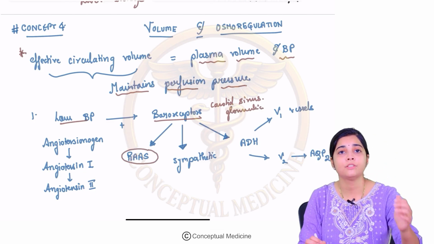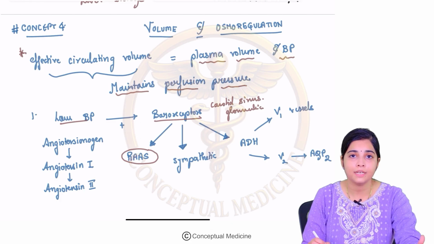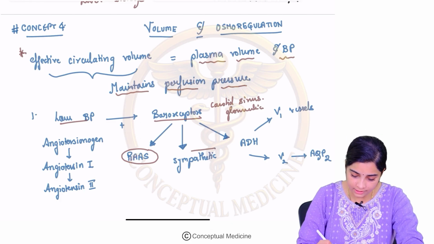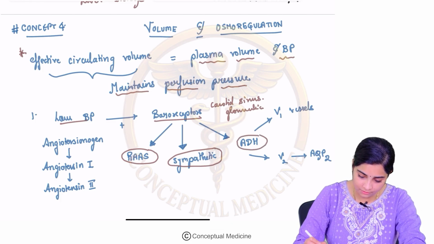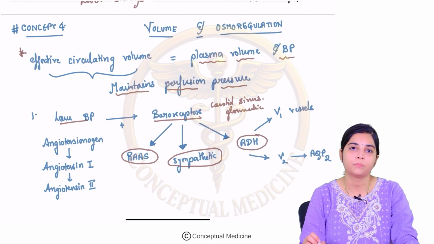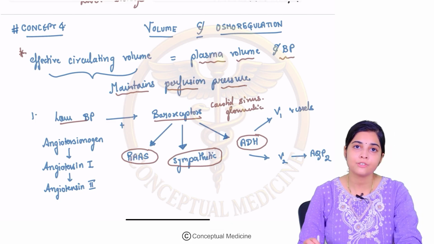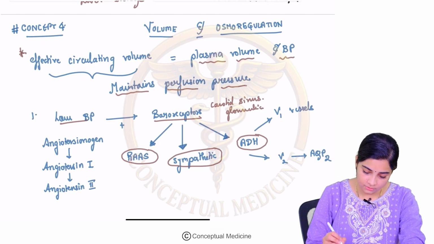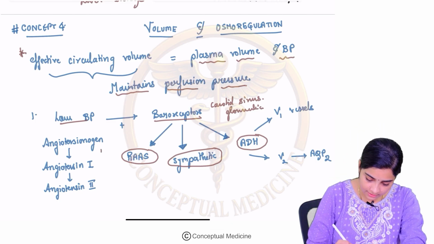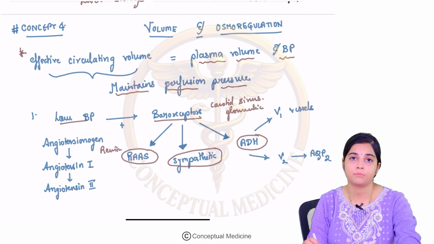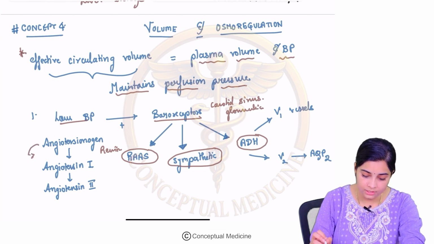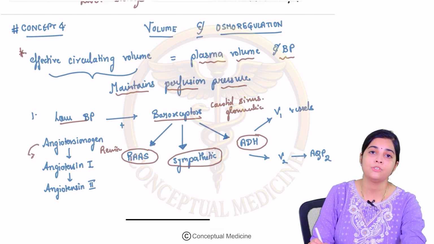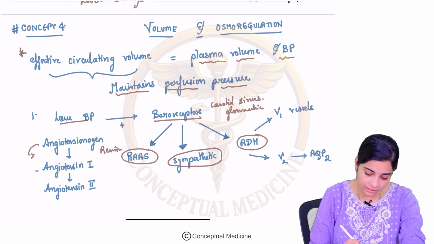When they are stimulated, it causes stimulation of three systems: your renin-angiotensin-aldosterone system, the sympathetic pathway, and the antidiuretic hormone. Okay. So what is the function of this RAS system? RAS basically means that we have a molecule renin, which is mainly responsible for the stimulation of angiotensinogen to angiotensin 1.